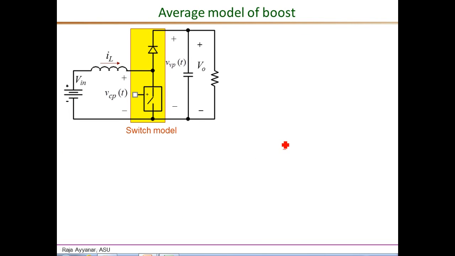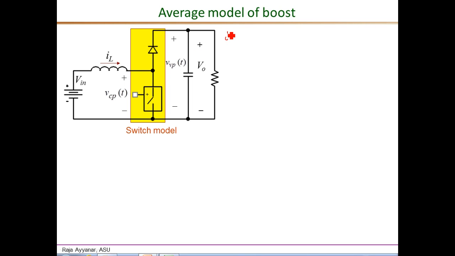Finally, we will look at the average model of the boost converter. In a previous video, we derived the average model of a switching power pole to be an ideal transformer with its turns ratio equal to the instantaneous duty ratio of the power pole. We can apply that for the boost converter also, but there is a small difference only for the boost converter. That is related to the way that we define the duty ratio.